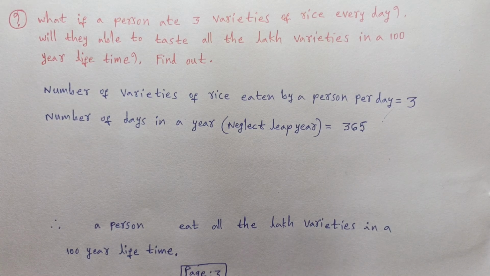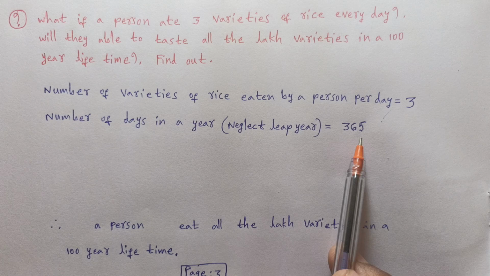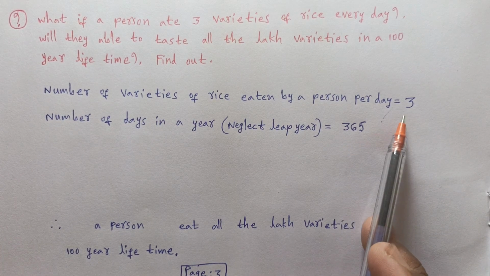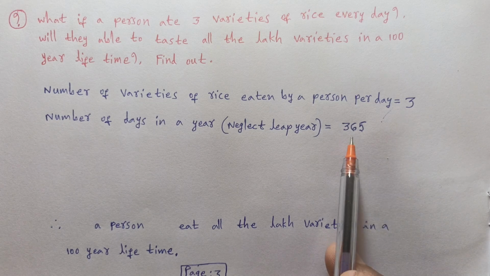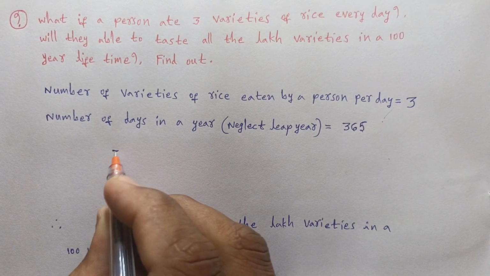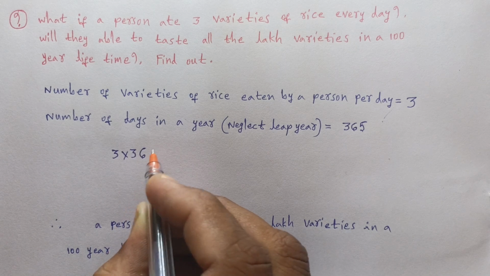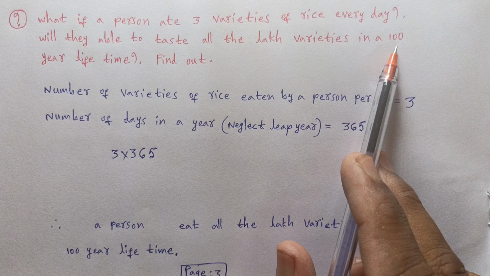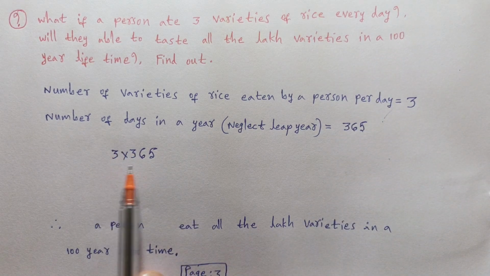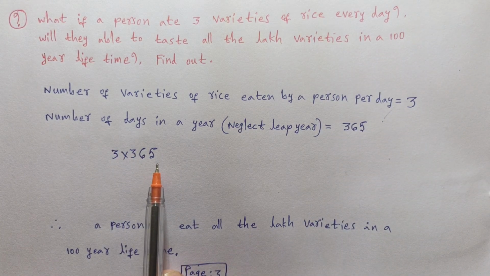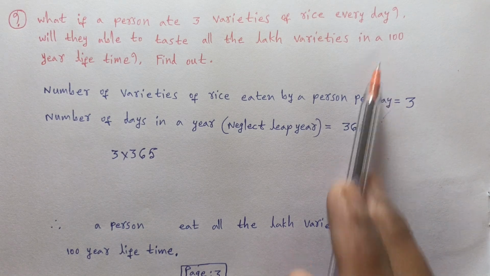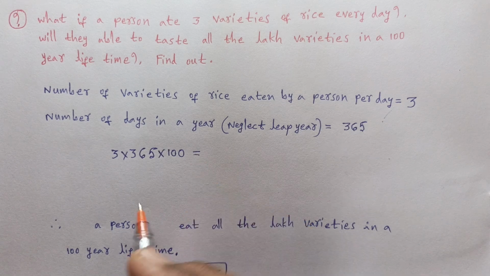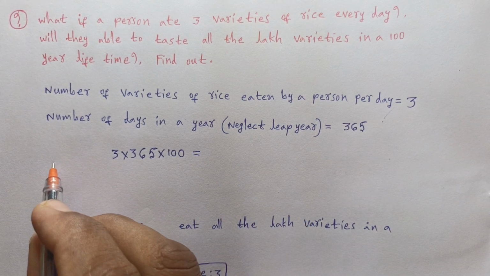Now what do we have to do? We have to multiply 3 with 365, because the number of varieties of rice is 3. If you multiply 3 with 365, how many years total? This is only for 1 year. 3 into 365 will give you the answer for 1 year. But here they asked for 100 years, so multiply by 100.